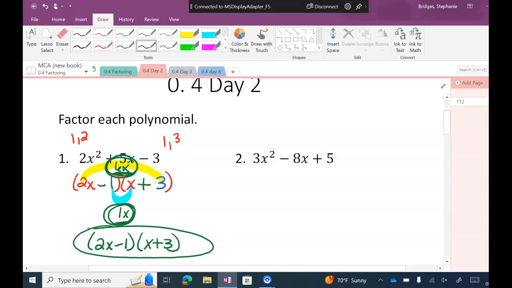3x squared minus 8x plus 5. First question is always the same. Do we have a GCF? No, we do not. Okay. The next step is I want you to write the factors of that first term. Just like we did on the first question, just write right above that first term. And then write the factors of the second term. We're doing the guessing and checking first, and then I'll do the other method up on the board.